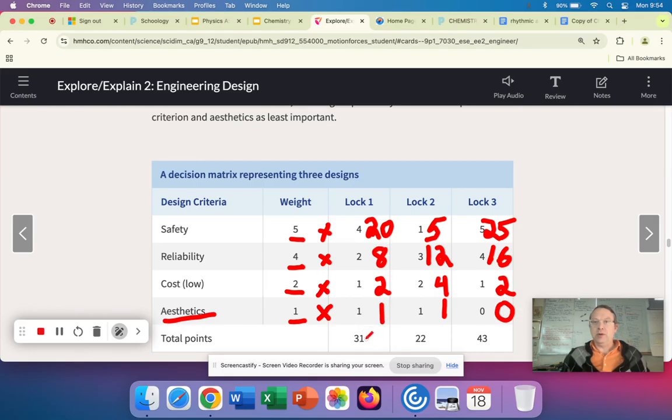So if you add them all up, that's what you do going down each column. You add up the total points after you multiply it by the weight. And then you have a systematic reason to say that lock number 3 was the best. This is called a decision matrix.